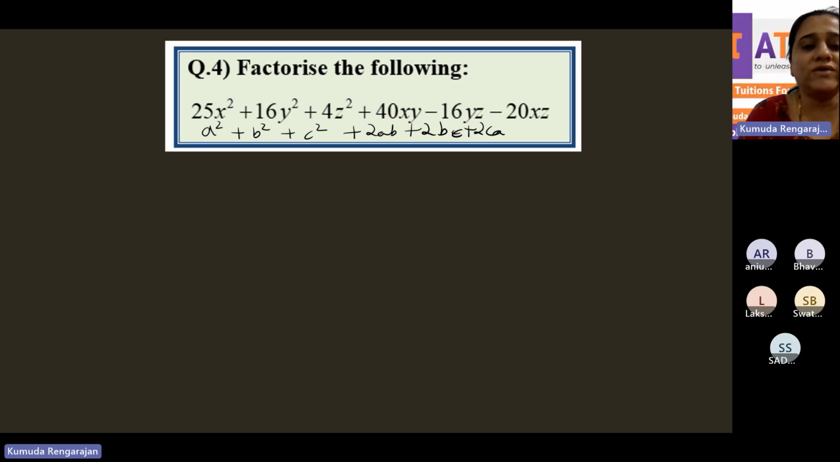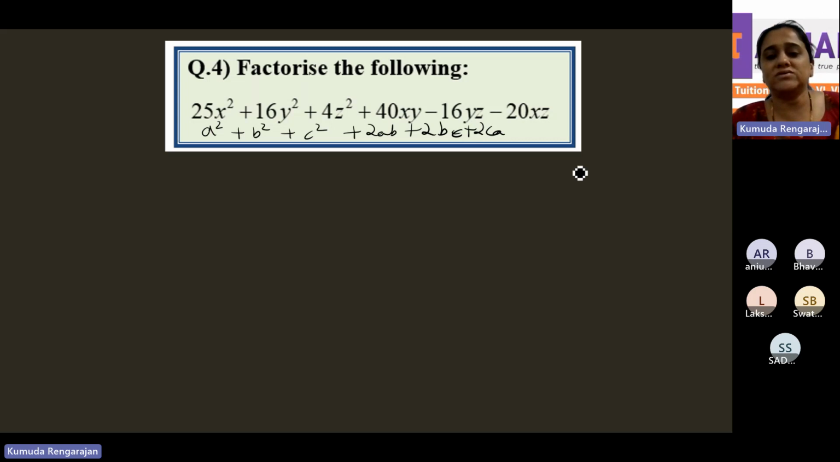We can see 25x square, 16y square, 4z square. These are perfect squares: a square, b square, c square. Then you have the 2ab, 2bc, 2ca terms. This is the only identity that has 6 terms of the form a square, b square, c square, 2ab, 2bc, 2ca.